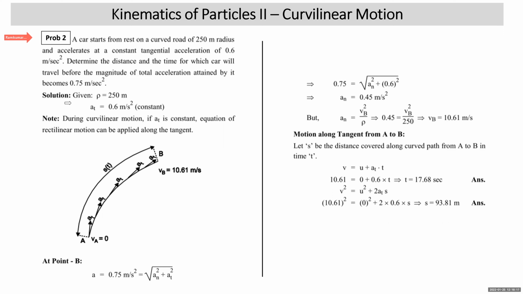Well, students, what is given in the problem? The radius of curvature is 250 meter. Nothing else is said, which means the particle must be moving along the curved path. That is why the radius of curvature is constant. He has given one more thing.